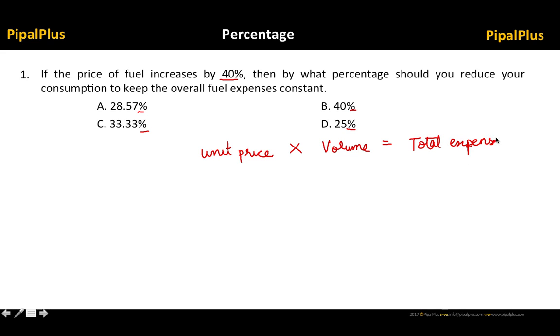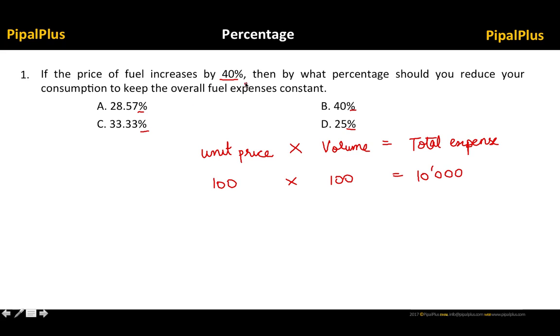In this case, let's say my fuel costs rupees 100 per unit volume, and I purchase 100 units of volume. Then the total expense that I'm going to incur on purchasing 100 units at a price of 100 rupees per unit is 100 times 100, which is equal to 10,000. Now, why did I take 100 and 100 here?